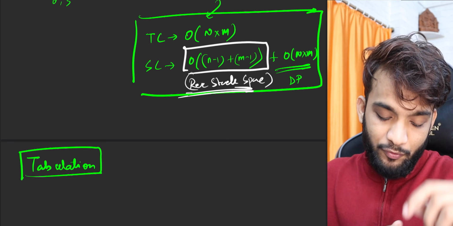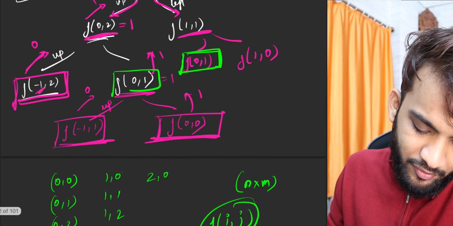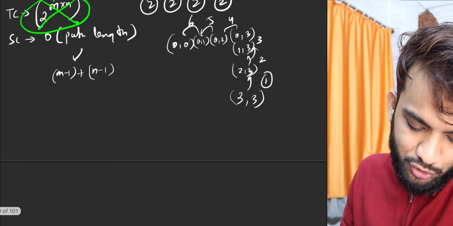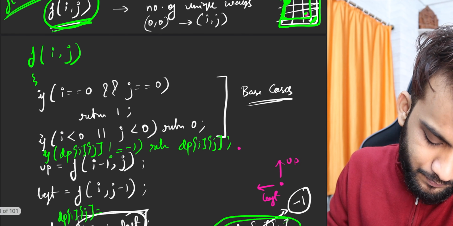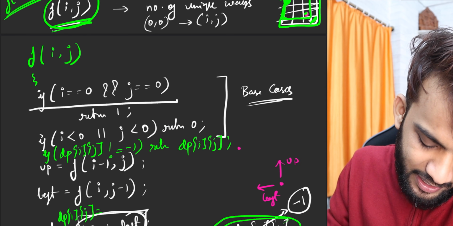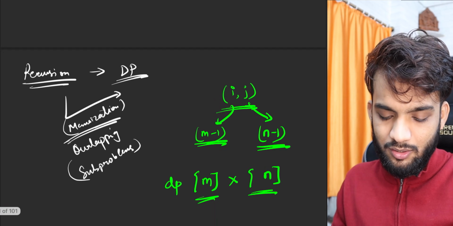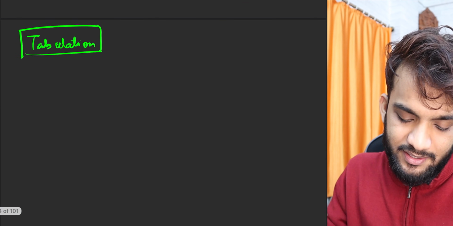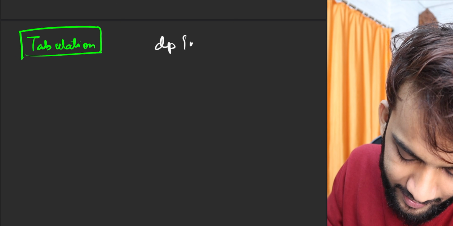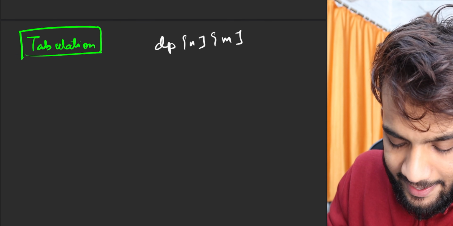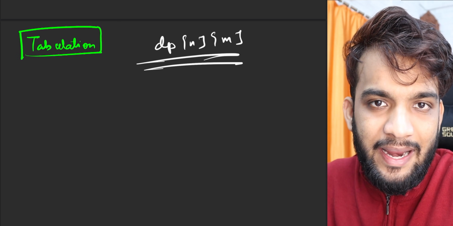So what did I teach you for tabulation, if you remember? Whatever is the base case in recursion, just write that. What is the base case over here? It's when i equals 0, j equals 0, return 1. So go over here. First of all, declare an array, dp of size n by m.